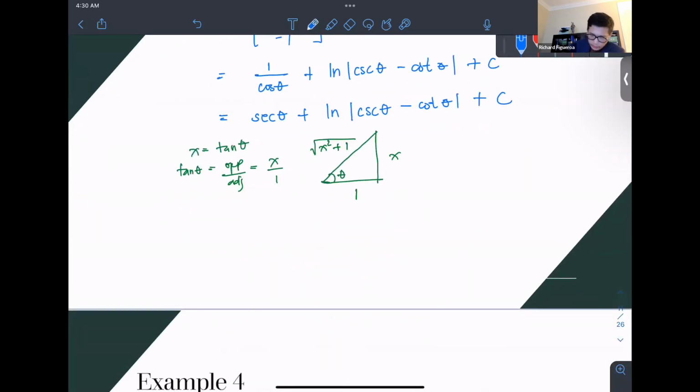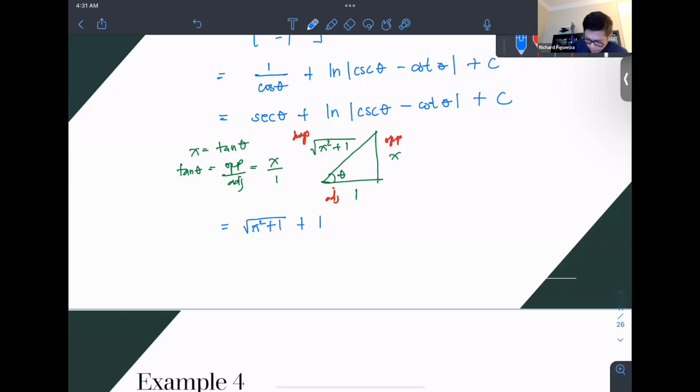So we just need to find, what is secant? Secant is the reciprocal of cosine, no? So hypotenuse over adjacent. So this is the hypotenuse, adjacent, opposite. So secant is the hypotenuse, square root of x squared plus 1, over adjacent, which is 1. So it's just the square root of x squared plus 1.